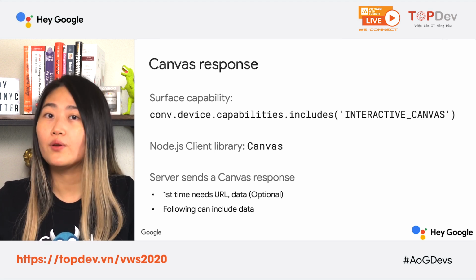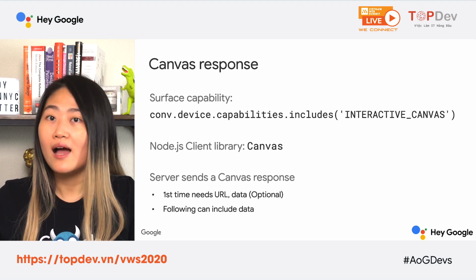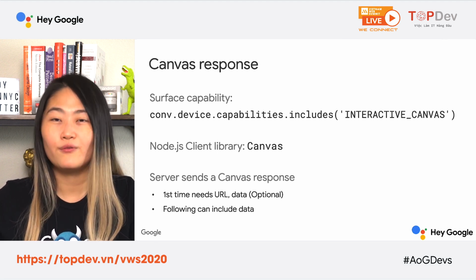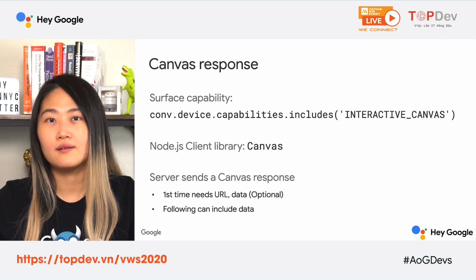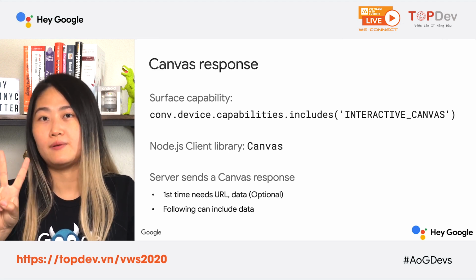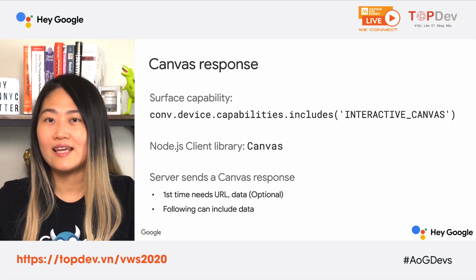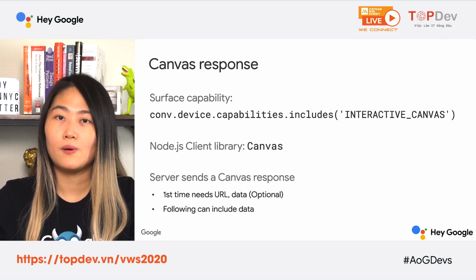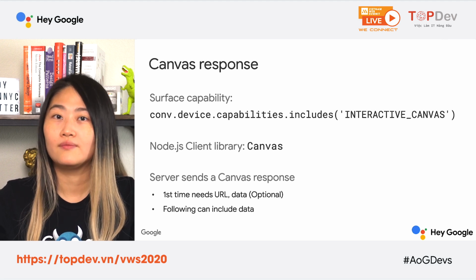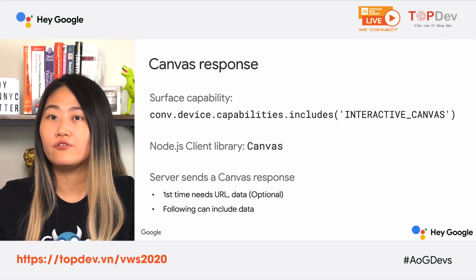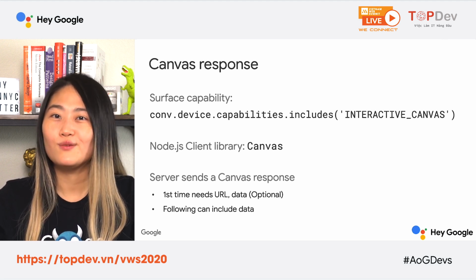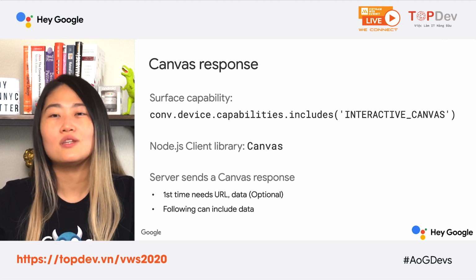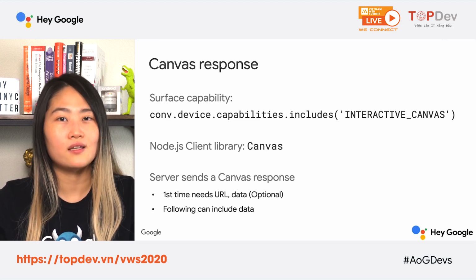Now, to load up the Canvas web app, you will have to use the new class Canvas provided by the Node.js client library. This class has two properties, URL and data. Keep in mind that the first time you send back a Canvas response, it must have a URL. This tells the device where to fetch the web app. It's important to make sure the URL is HTTPS so it's served up securely.